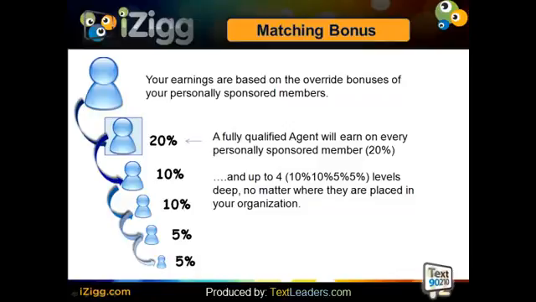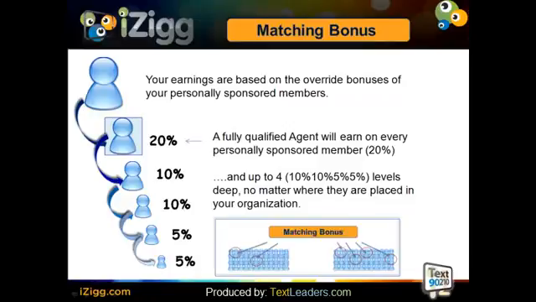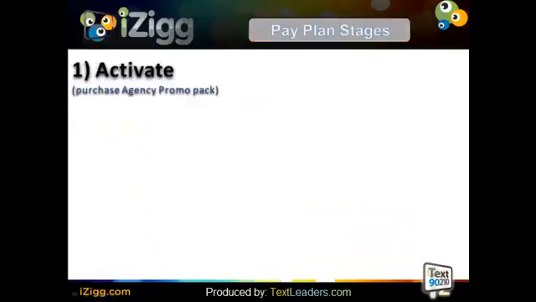Again, on the binary, you can be paid as many levels deep as possible, but this is the matching bonus where you're paid on individual members no matter where they're sponsored in your downline, and it's based on their override check. So here are the stages of the pay plan.